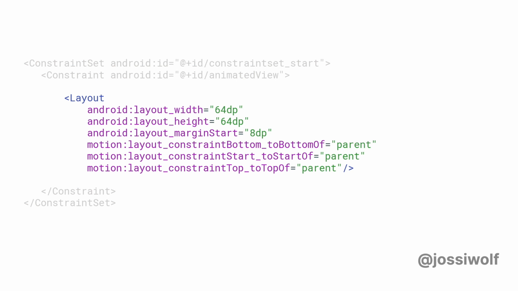So what you might notice is there's the motion namespace, and that's basically the only thing different to constraint layout. You can really go ahead, take your existing constraint layout layouts, and just copy and paste them into those constraint sets, and it will all work. You can also take just existing layouts and reference them.